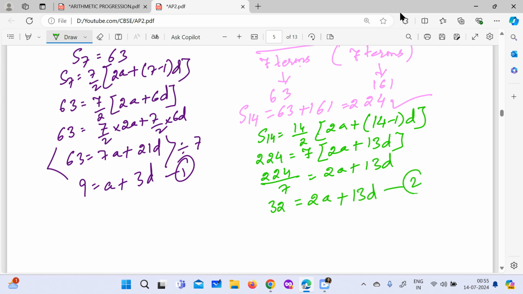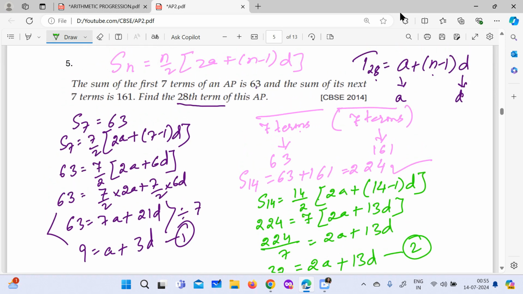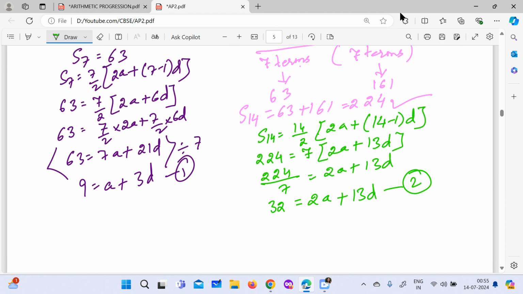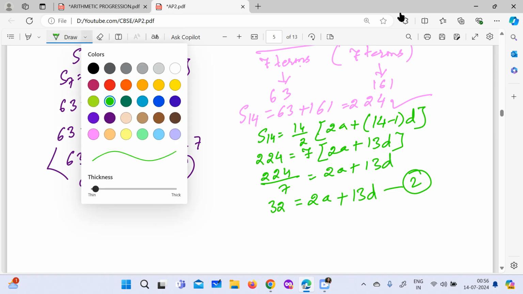Now we have one more equation. Our question was to find the 28th term. To find the 28th term, we need the values of a and d. So to find a and d, we worked on the sums like this, the sum of 7 terms and the sum of 14 terms, and we got equation 9 is equal to a plus 3d and 32 is equal to 2a plus 13d. Now we will solve this to find the values of a and d.